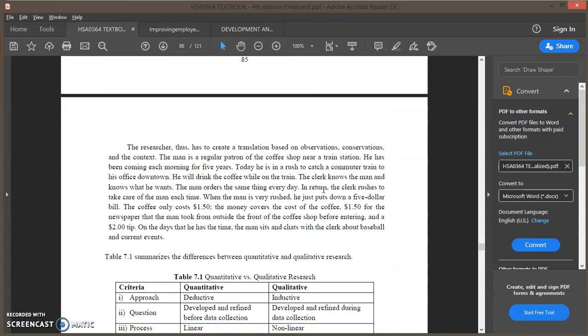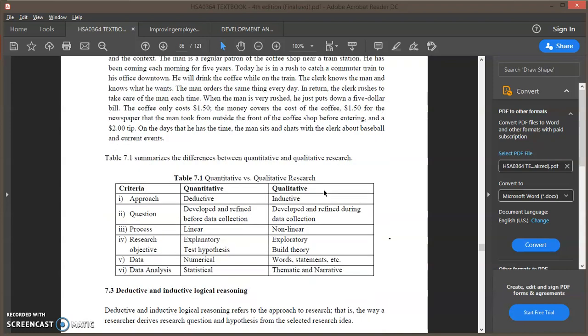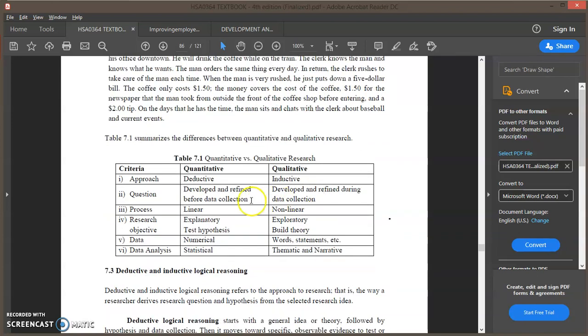And then we have examples here in your book. Toward the end of the second subtopic under quantitative versus qualitative research, we have a table that summarizes the differences between these two types of research. So let's look at all the criteria. The first one is the approach. We don't have to discuss in detail what these are, because the deductive and inductive approaches will be discussed further in the following chapter.